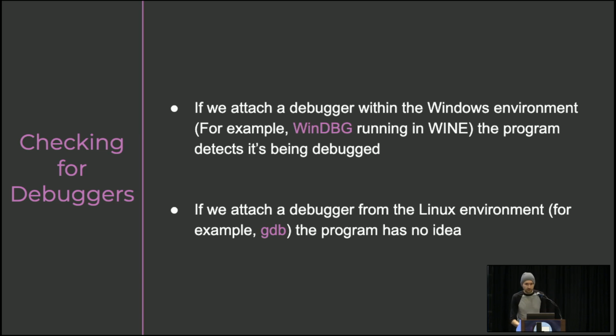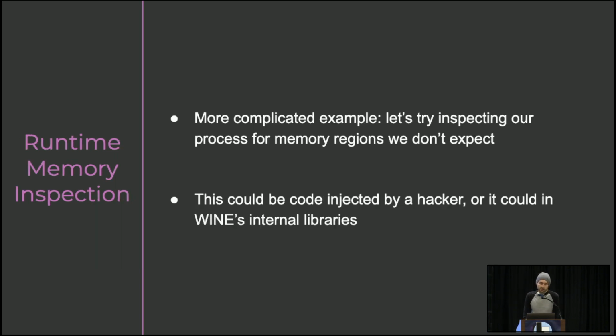So let's talk about something a little bit more complicated, and that's runtime memory inspection. When you're trying to modify some game, one of the more common things you do is allocate some space and put your own code in there. You insert new code into the game to do whatever it is you're trying to do. And so a very common anti-cheat detection is to just look for code in your process that shouldn't be there. In this case, it could be code injected by a hacker, or it could even be just the Wine internal libraries, which also get loaded externally from your application.